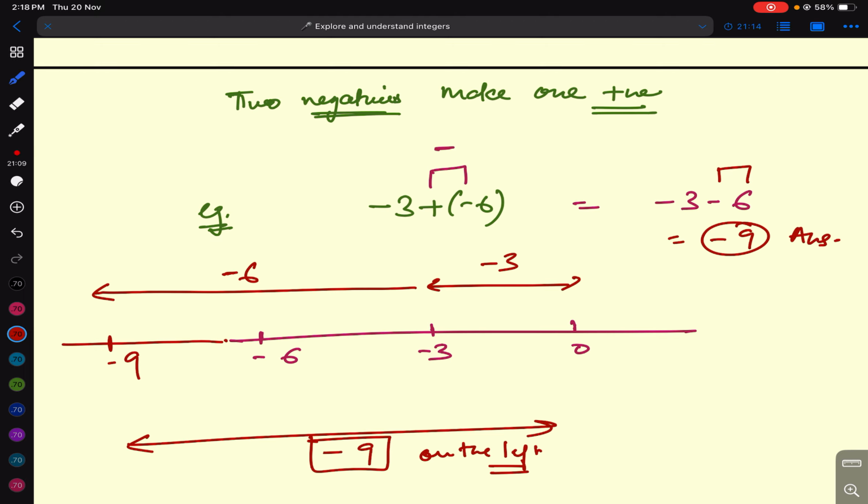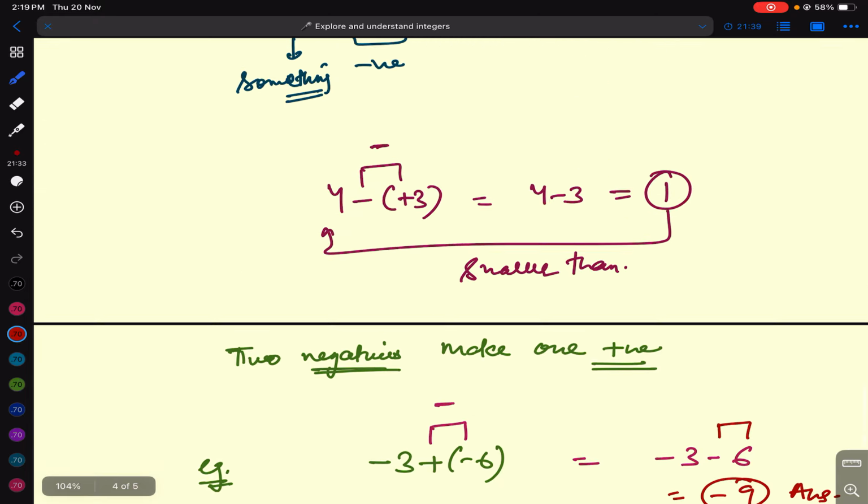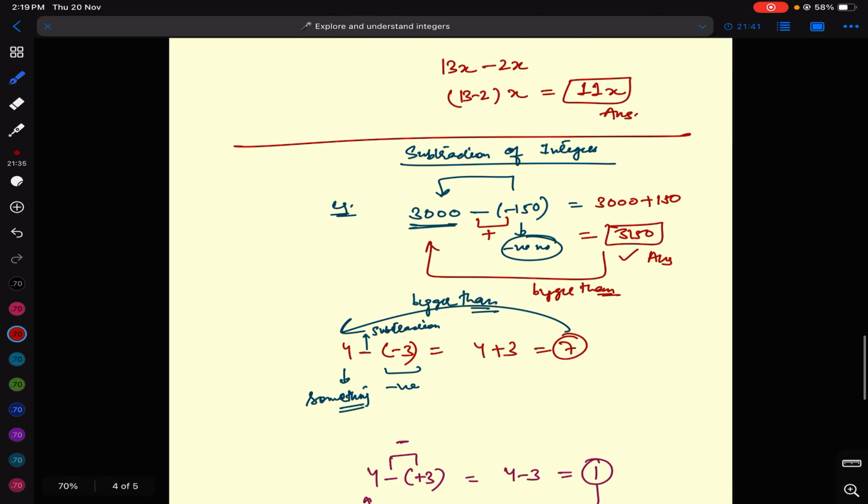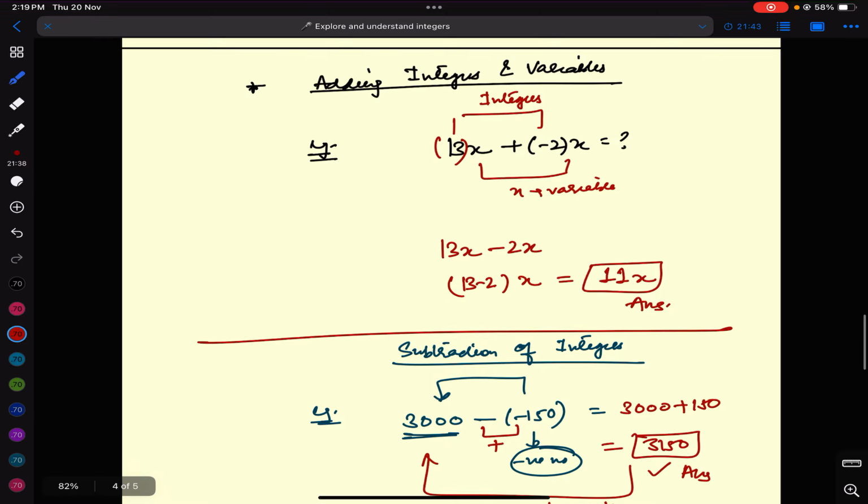Clear? So this was about addition and the subtraction of integers. Okay, and that was your lesson number 2. We discussed how do we add integers, how do we subtract integers. Okay, and what happens when you add, the situation wherein you have variables as well as integers, or you subtract when you have variables as well as integers.